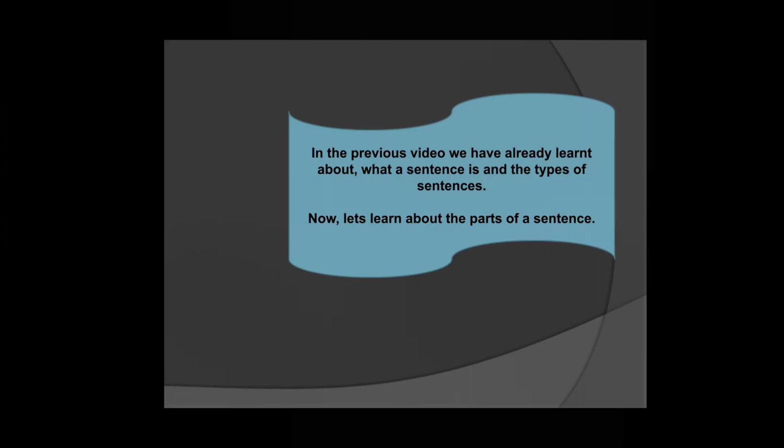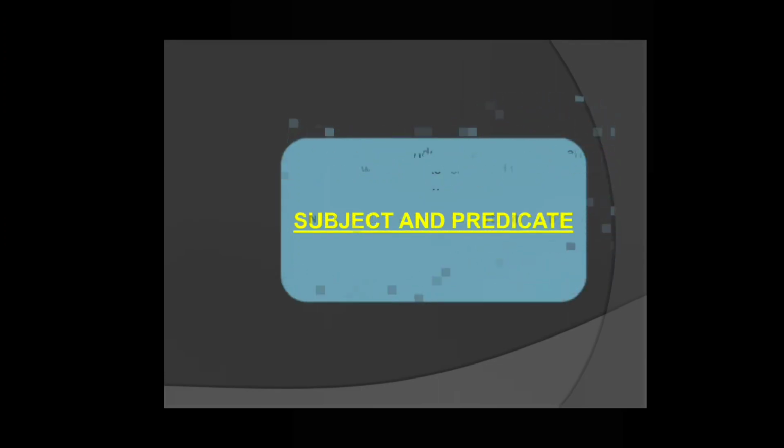Now it comes to the types of sentences. There are 4 types of sentences. They are assertive or declarative, interrogative, imperative, and exclamatory. Now in this chapter, we are going to learn about parts of a sentence: subject and predicate.